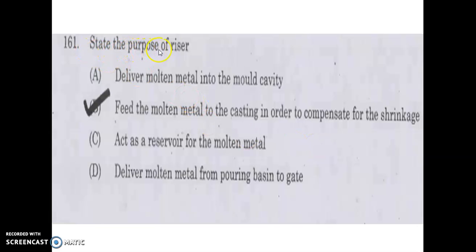State the purpose of a riser. Options: deliver molten metal into the mold cavity. This is not correct, this is the sprue. Option B is to feed the molten metal to the casting in order to compensate for the shrinkage. During solidification the metal shrinks, so to compensate for the shrinkage, molten metal is poured into the riser. So option B is correct.